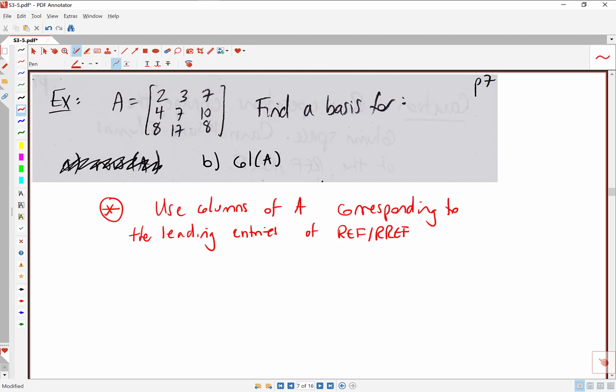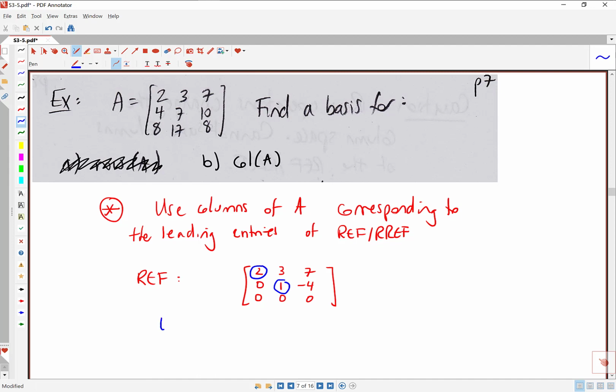Doesn't matter whether you're talking REF or RREF. The point is you look at the REF, you figure out where those leading entries are, and then you use those positions as a guide for which columns of A to grab. Okay, so let's see an example. We figured out the REF for this matrix in part A, so I'm just going to recopy that. Okay, and then in the usual way, let's go through the rows of this matrix and just circle the first non-zero entry in each row. So we are getting circles in columns 1 and 2.